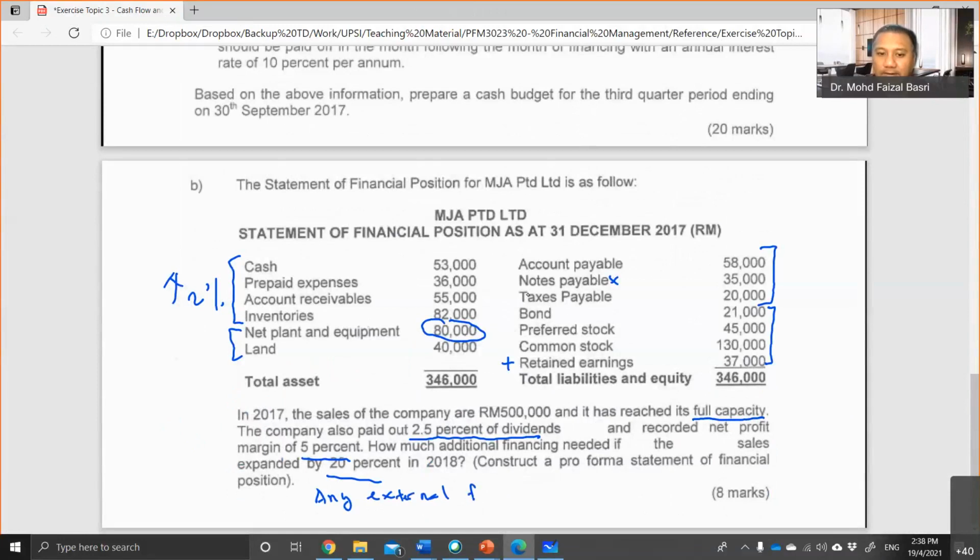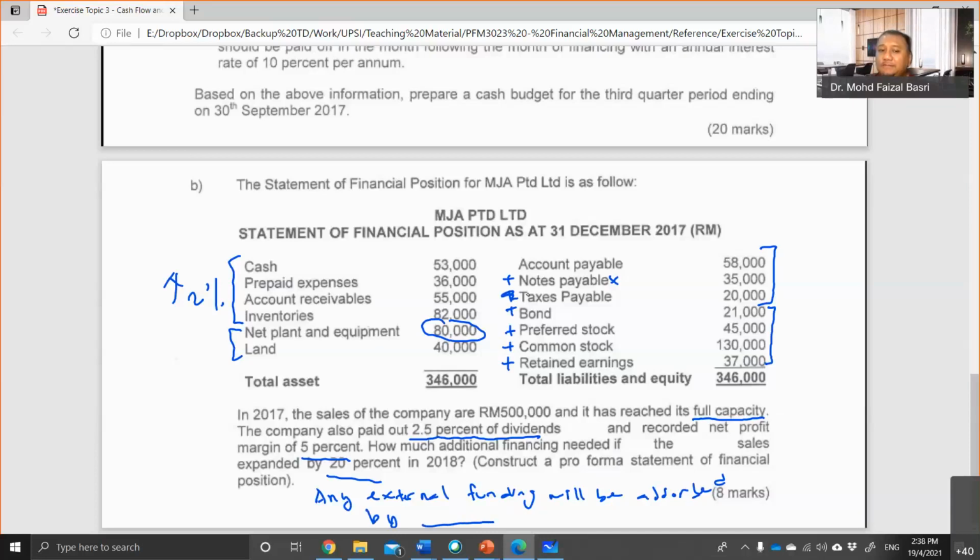Any external funding will be absorbed by, okay, I put a line here. The line here represents anything that we didn't include earlier. It can be notes payable, like I said. It can be tax payable. It can be bond. Sorry, tax payable. Okay. It can be bond. It can be preferred, or it can be common stocks.